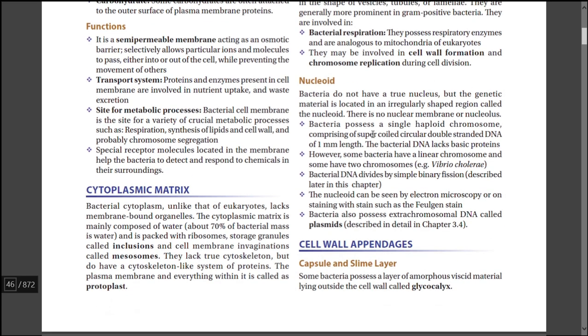Next, let us see about the nucleus. They do not have a true nucleus; they have a single chromosome, that is the nucleoid. Bacteria have a single haploid chromosome comprising supercoiled circular double-stranded DNA. Some bacteria have linear chromosomes, some have two chromosomes. Like Vibrio cholerae, how many chromosomes does it have? Two chromosomes. Bacterial DNA divides by simple binary fission, and bacteria contain extrachromosomal DNA outside the nucleoid, called plasmids. It is important in gene transfer and in genetic engineering.